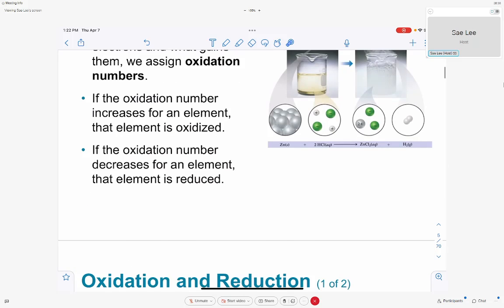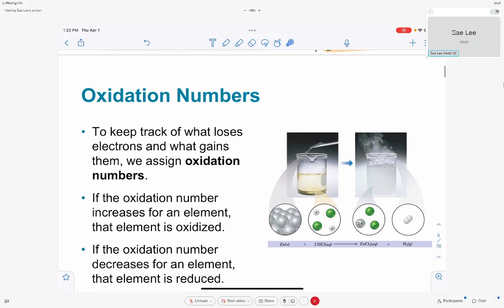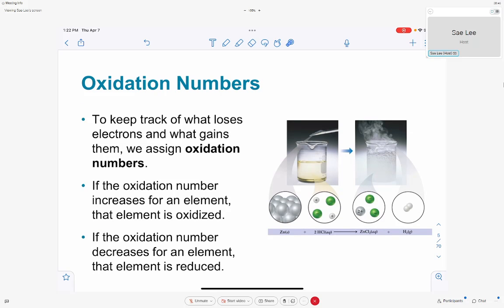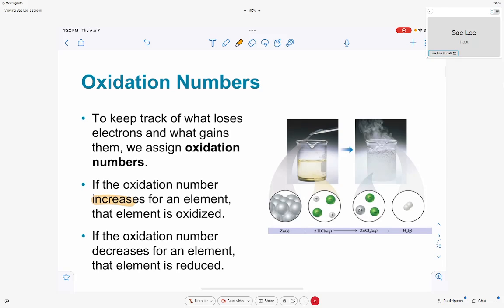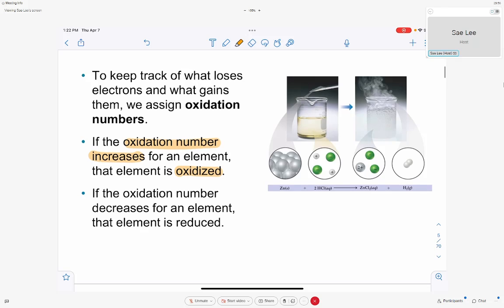Okay, so again, oxidation numbers are important because this number allows us to keep track of which element or compound loses electrons, which one gains electrons. If an element increases in oxidation number, the element is called oxidized. If an element decreases in oxidation number, we say the element is reduced.